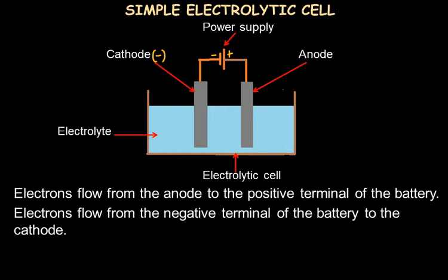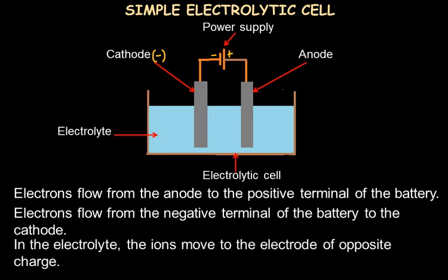But what about the rest of the circuit? Here in the electrolyte, the ions move to the electrodes of the opposite charge, and this is how the circuit gets completed and the current fully flows through the circuit, and this is how electrolysis is conducted.